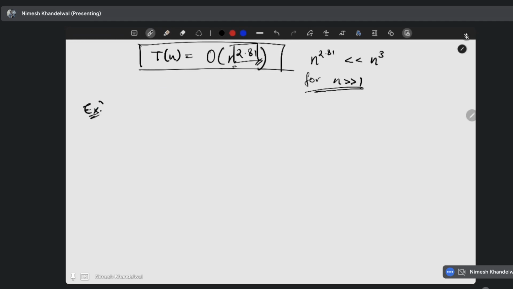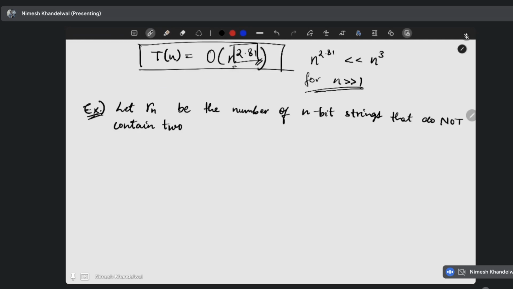Let's take one more problem, right? Let Rn be the number of n-bit strings that do not contain two consecutive ones, right? What is the recurrence relation for Rn?